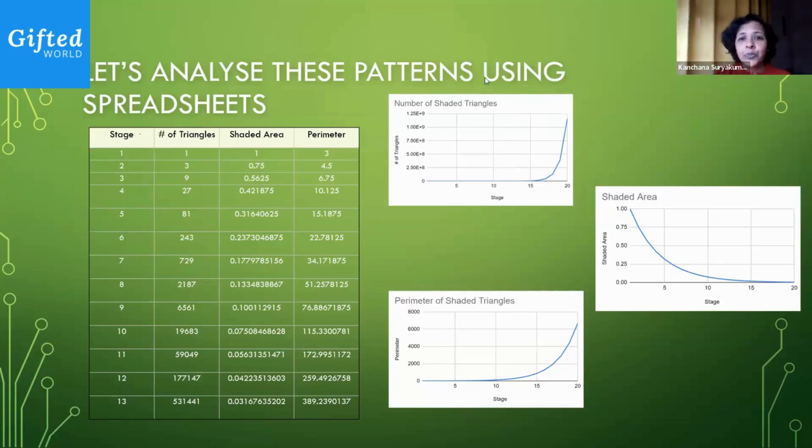Let me try to read what this number means. When you see a number like 1.25 e plus 9, what it means is it's about 1.2 billion. 10 to the power 9 is 1 followed by 9 zeros, which is 1 billion, right? That is the scale at which the number of triangles is just exploding, right? This was, I think, within 20 stages, as you see on my graph. By the time I came to the 20th stage, the number of triangles was in billions.